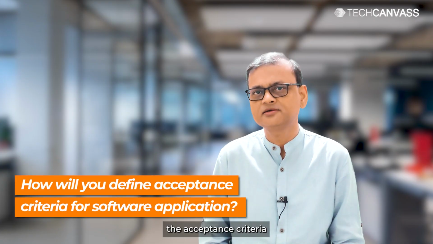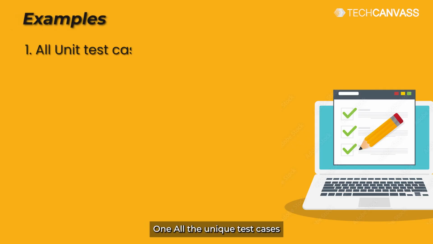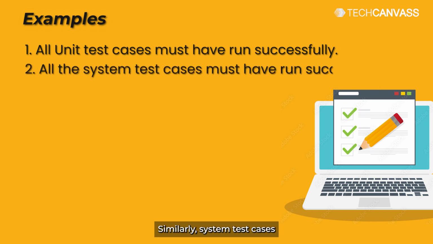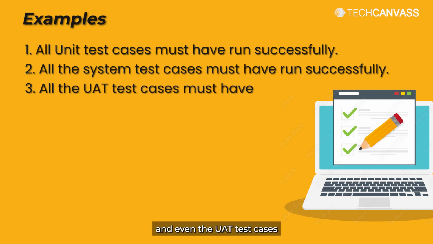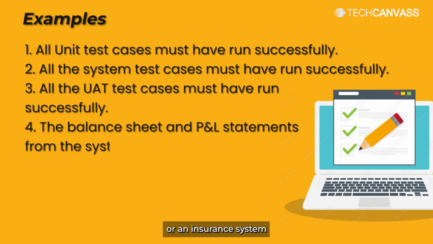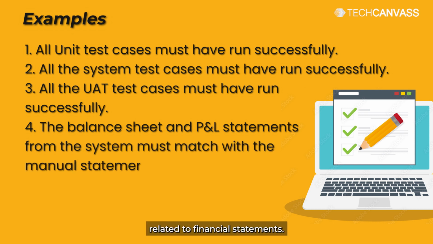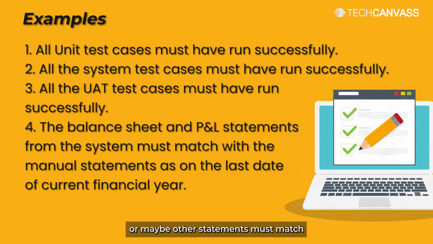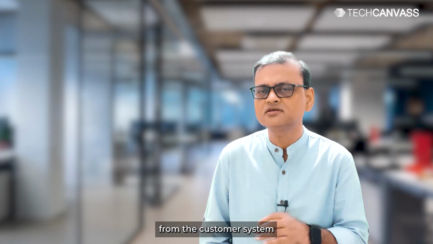So how will you define the acceptance criteria for an application? Here are some examples. One, all the unit test cases which your team has written must have run successfully. Similarly, system test cases and even the UAT test cases prepared by the customer must have run successfully. In a financial accounting system or an insurance system or something similar related to financial statements, a criterion can also include that your balance sheet and profit and loss statements, or maybe other statements, must match the manual statements taken out from the customer system on a particular date.